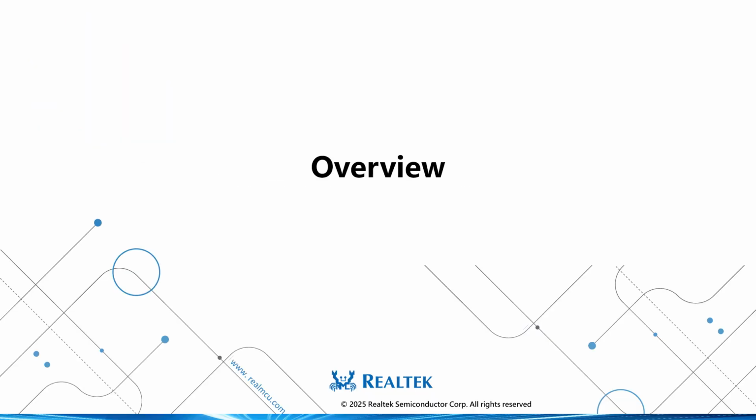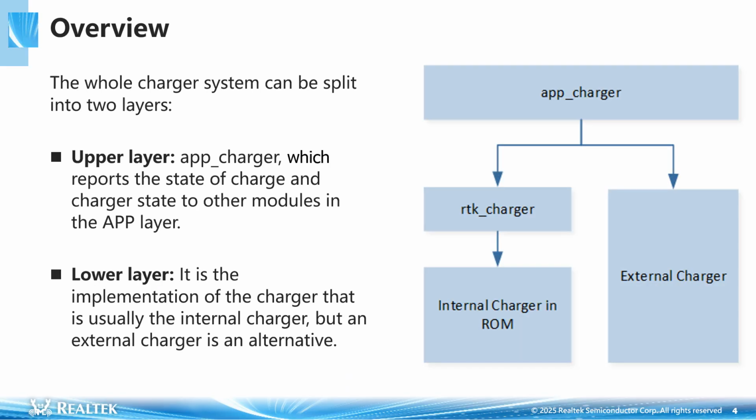First, let's introduce overview. Let's introduce the first part of the charger system overview. As shown in the figure, the charger system is divided into upper and lower layers. The upper layer is the app charger, which is responsible for reporting the state of charge and charger state to other modules in the app layer.